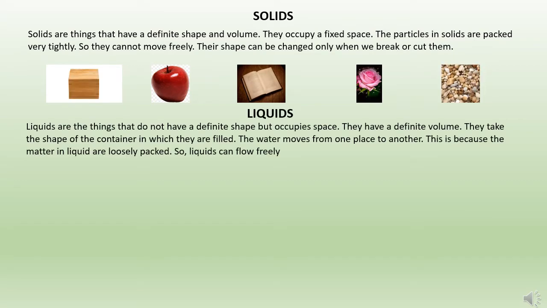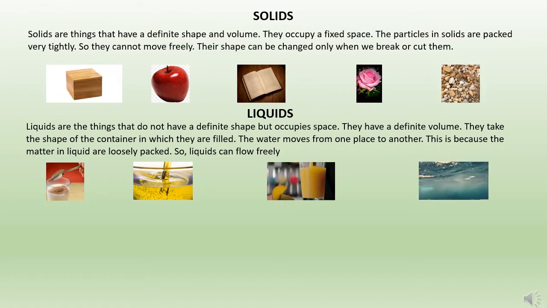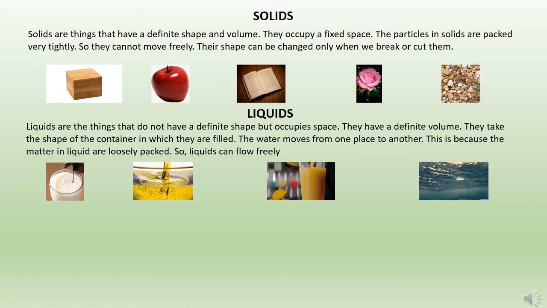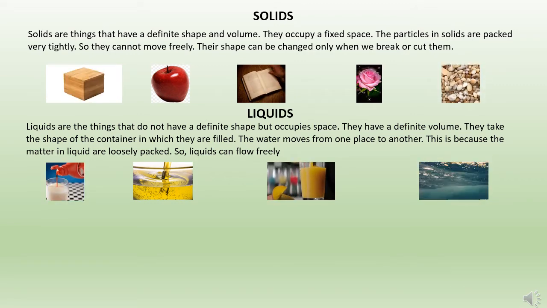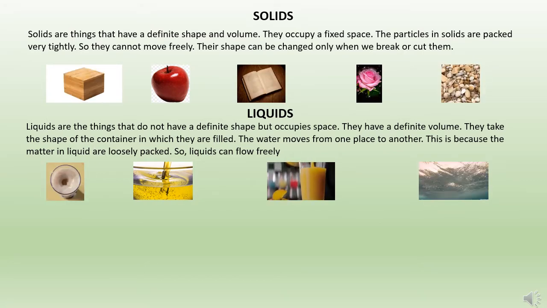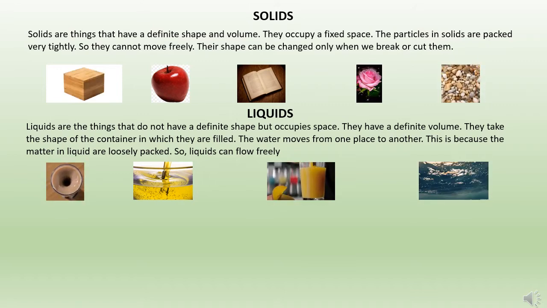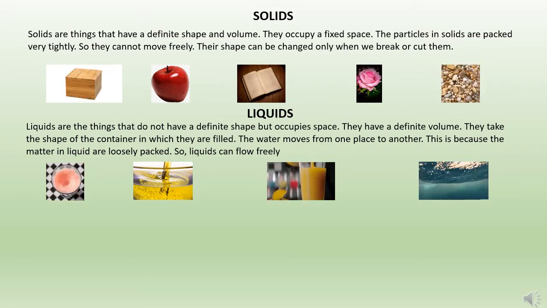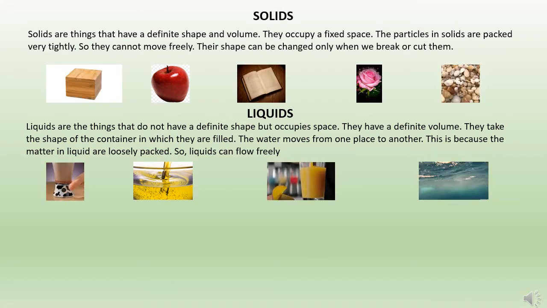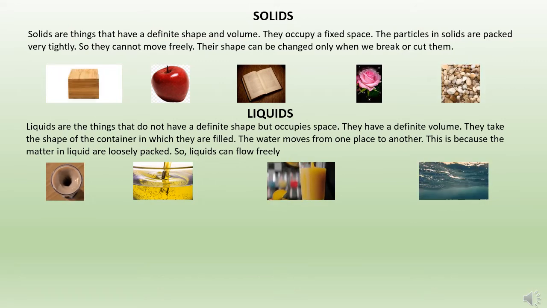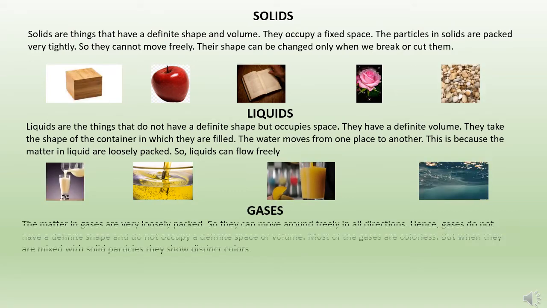Moving on to liquids. Liquids are things that do not have a definite shape but occupy space. They do have definite volume and they will take the shape of the container in which they are filled. Now, for example, here we have milk, oil, and water, and liquids can flow freely because the matter in the liquid are loosely packed. And the last one is gases.